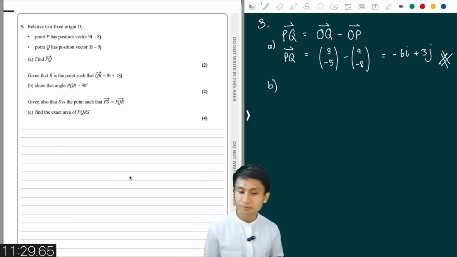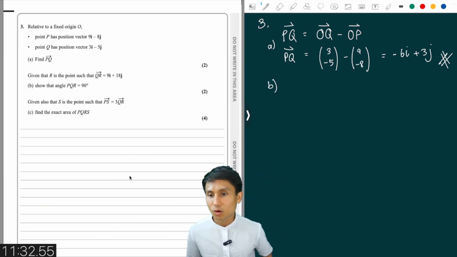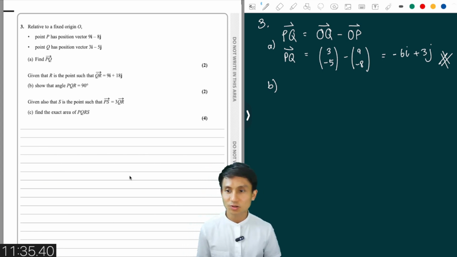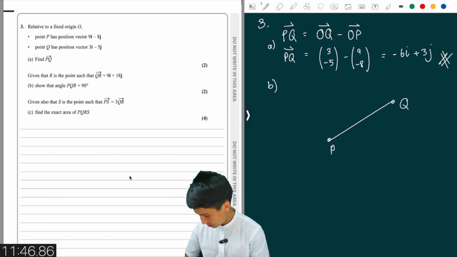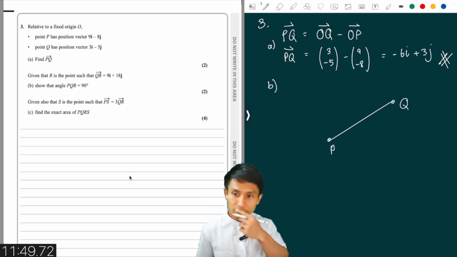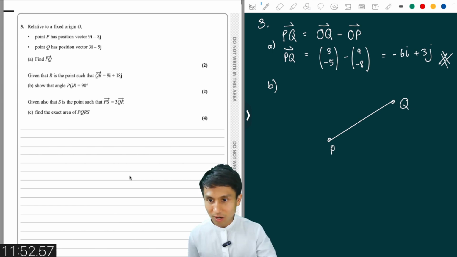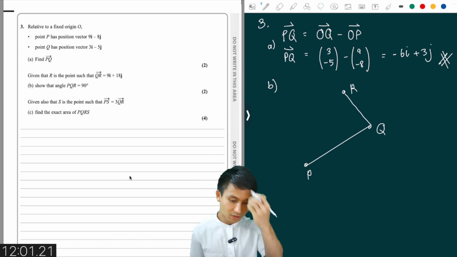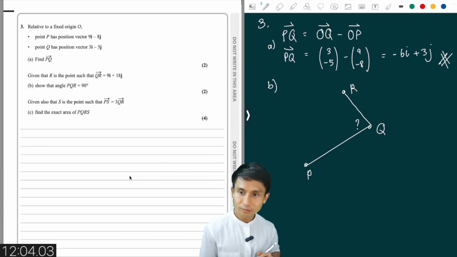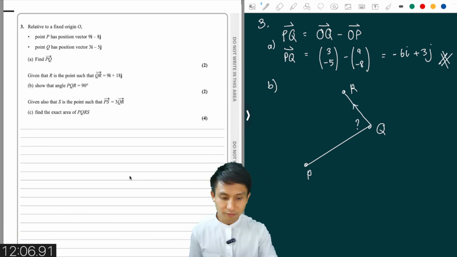So part B. Given that R is the point such that QR is that vector, show that the angle PQR is 90 degrees. Okay, so we already have PQ. Let's say PQ looks like that. Okay. And then we're going to prove that R is a point where PQR, well, let's say I is around here, so PQR is 90 degrees, yeah? We already know QR here is given to be 9 and 18 as a column vector like that.